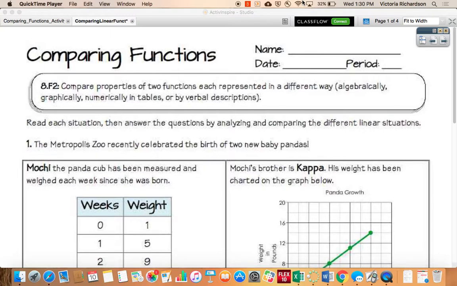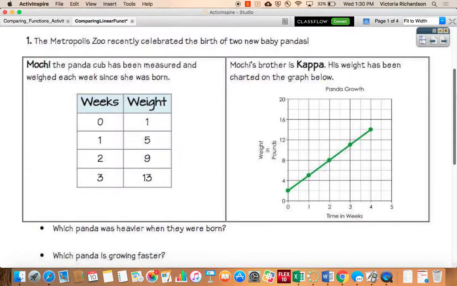And the first one we're going to talk about is about the Metropolis Zoo, which recently celebrated the birth of 2 new baby pandas. So we're looking at the baby panda named Mochi, and it says Mochi the panda cub has been measured and weighed each week since it was born. So at 0 weeks when it was born, it was 1 pound. At 1 week, it was 5 pounds. At 2 weeks, it was 9 pounds, and at 3 weeks, it was 13 pounds.